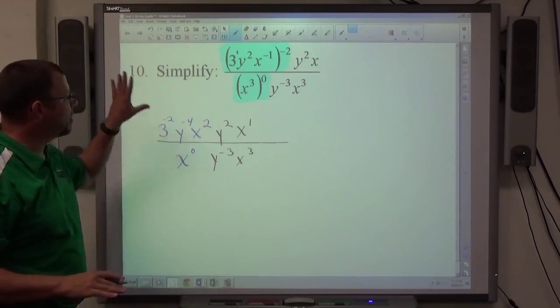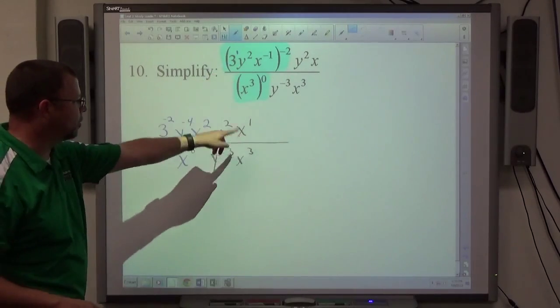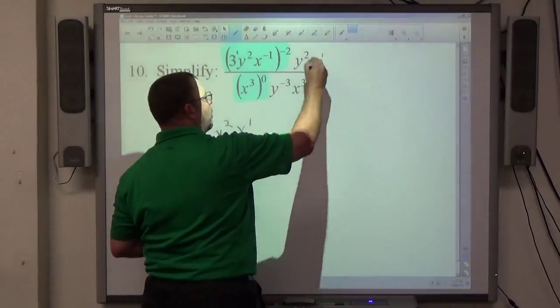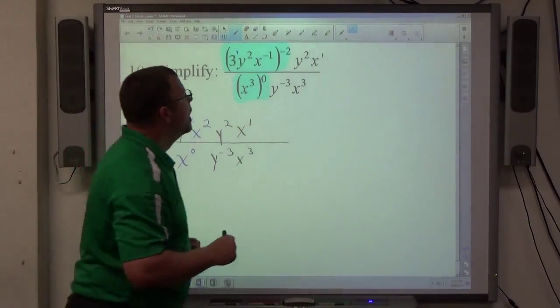Nothing happened to them because I'm not dealing with them yet. Only the stuff in blue changed. The stuff in black is as it was. I did put a first power on this, so I put that in there, but other than that, I didn't mess with those. Next step.